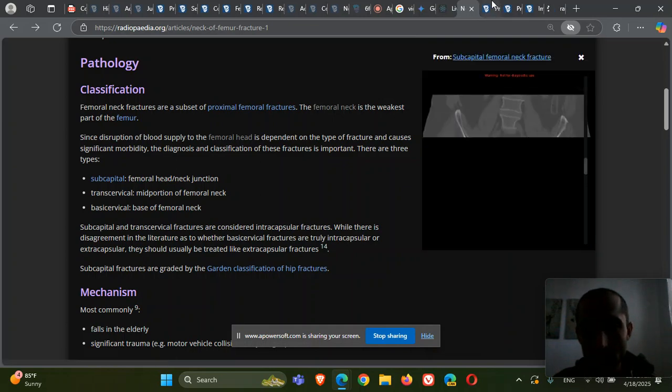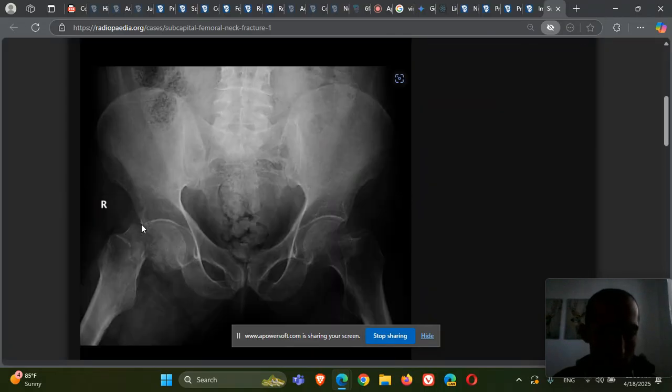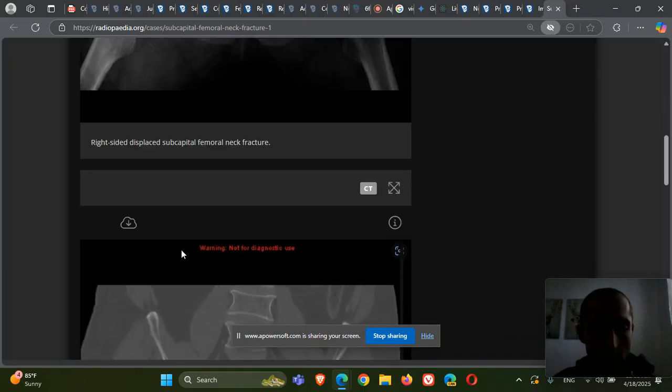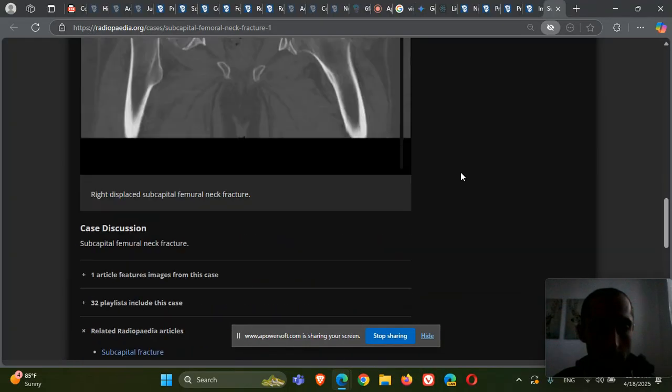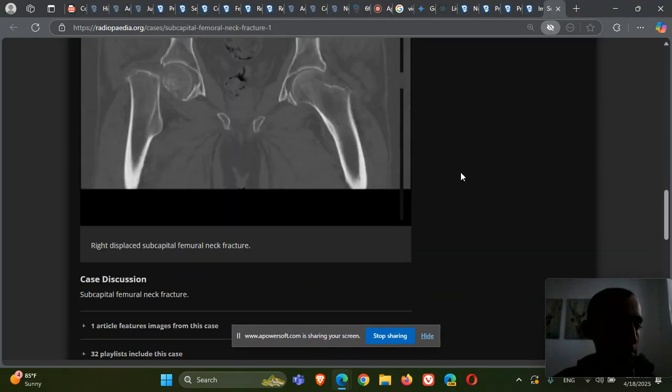Subcapital fractures. You can see just over here, it is going, let's call it, in a valgus direction. This is of course a displaced fracture of the femoral neck, very, very prone to avascular necrosis. You have a varus angulation of the femoral head. This is totally displaced. Okay, so we saw a little bit about femoral neck fracture.